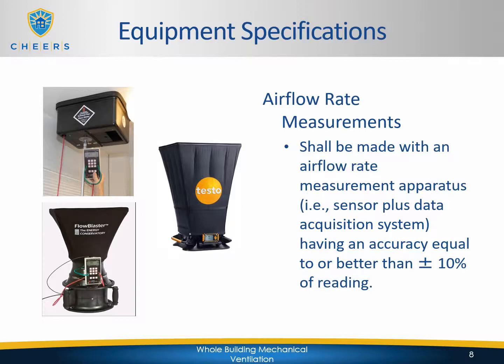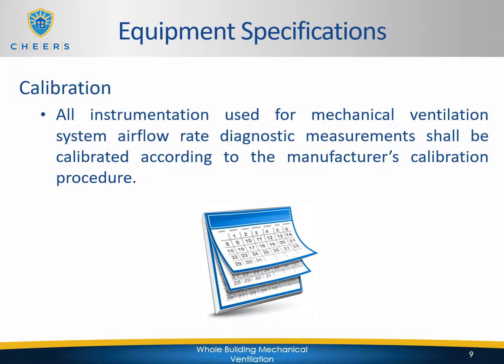In the pictures that you see on the left hand side of the slide, on the top left picture you'll see an exhaust fan flow meter. On the right hand side you'll see a regular flow hood, and on the bottom you'll see a power flow hood. And we'll talk about this piece of equipment in a second. For calibration, all instrumentation used for mechanical ventilation system airflow rate diagnostic measurements shall be calibrated according to the manufacturer's calibration procedures. So double check what equipment you're using and figure out what the manufacturer's requirements are in order to calibrate it properly.